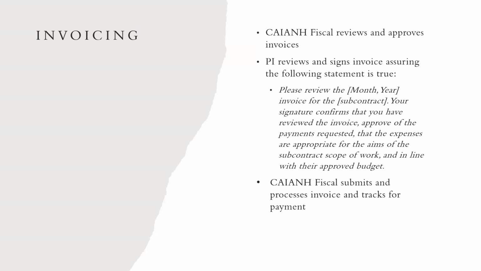And this statement that's listed here is showing that when you sign it, you are approving that the payments requested are appropriate for the aims of the subcontract scope of work and they're in line with their approved budget. So we've just expanded the statement a little bit to make sure that we're capturing what is needed for appropriate subrecipient monitoring. So then after that's signed by the PI, we send it into PSC and they process that invoice.